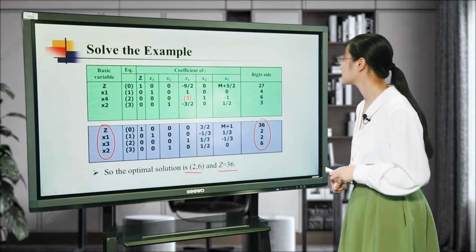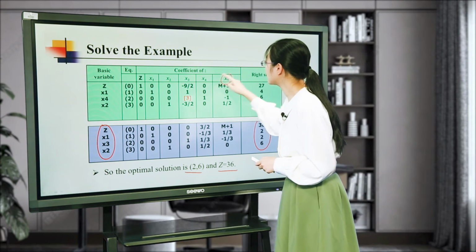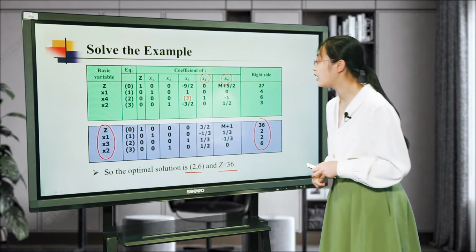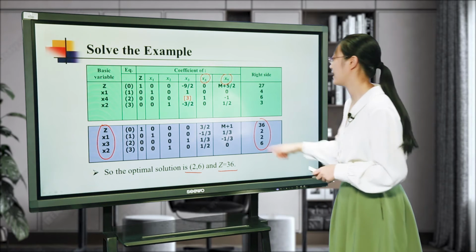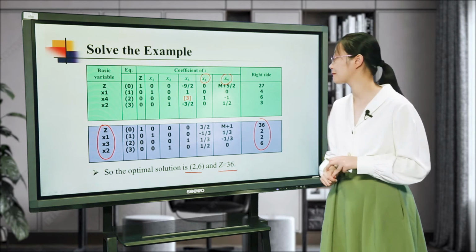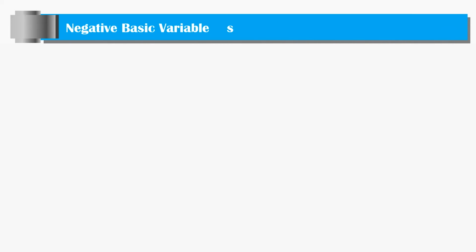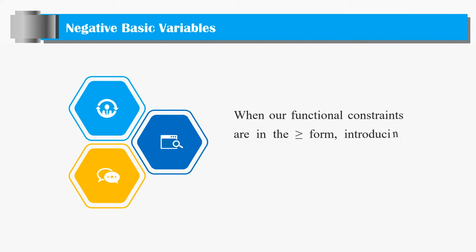As we expected, x5 and x4 are the variables we introduced, and they take the values 0. Okay, so this Big M method helps us to solve the problem when we have equations and it's hard for us to find the initial BF solution to start a simplex method. Next, we talk about how to deal with constraints in the bigger than or equal to form.